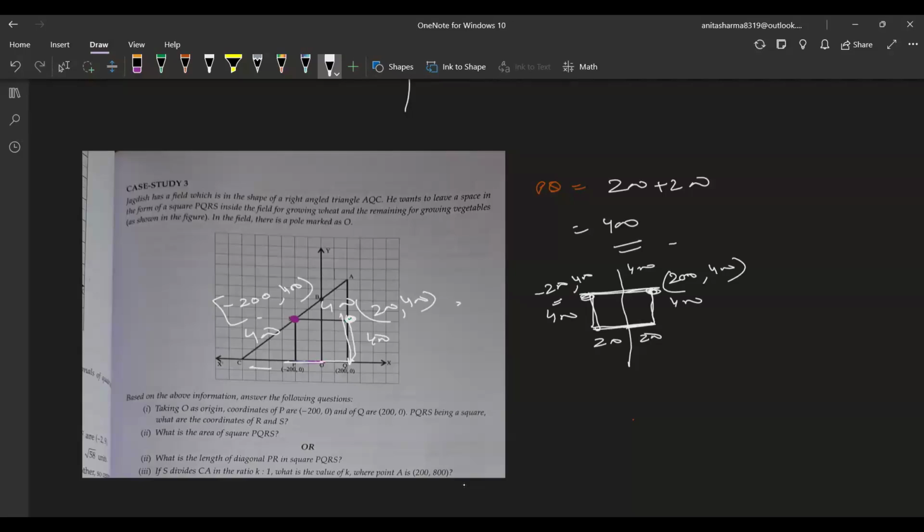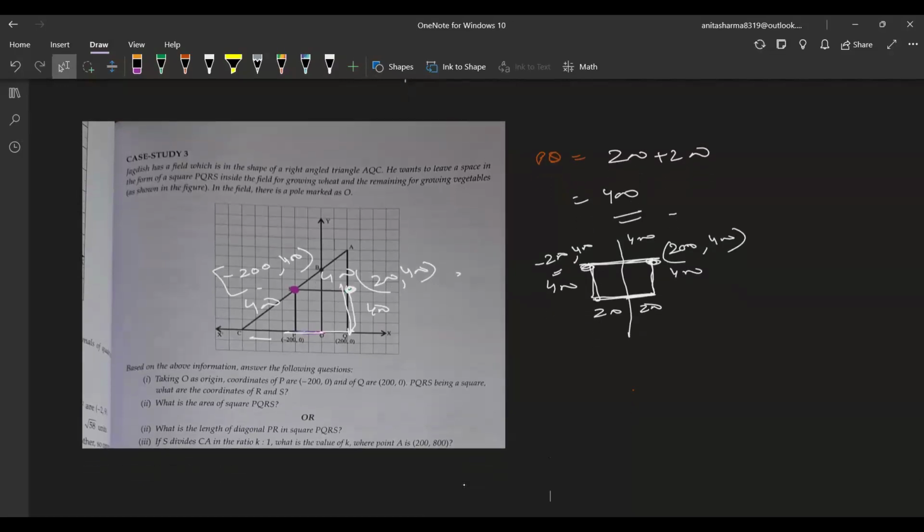Got it, children? What happened, grade 10? Ma'am, I had a doubt. Ma'am, PQ equals 400, no, ma'am? Yes. Can you explain it again?